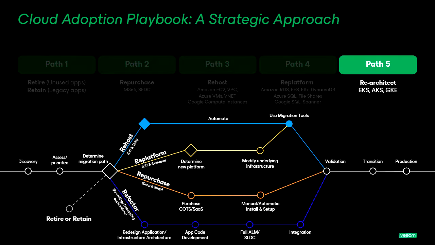Lots of R's. We promised lots of R's, I guess, in the webinar preview, right? We promised 10 R's, and I think we've covered 6 of them, right? Retire, retain, rehost, replatform, repurchase, refactor. One that's not on here is relocate. So this is just going with a VMware cloud flavor, right? Whether that's VMware Cloud on AWS. There is that choice that you have as well.